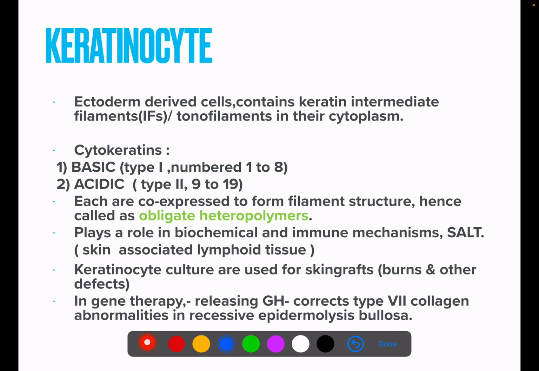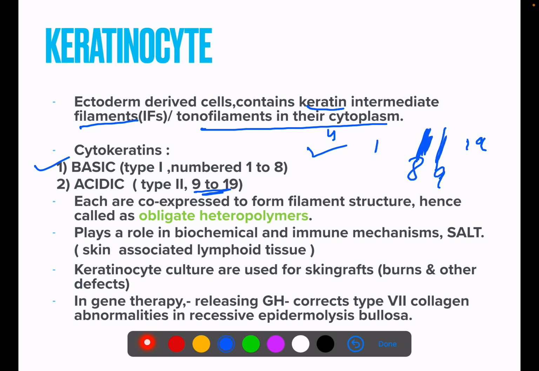What are keratinocytes? They are ectodermal derivatives containing keratin in intermediate filaments, tonofilaments, in the cytoplasm. Keratin is basic, type 2, numbered from 1 to 8, and acidic, type 1, numbered from 9 to 19. So 1 to 19 keratins are there: till 8 we have basic, from 9 we have acidic till 19. Each is co-expressed to form filament structures, hence called obligate heteropolymers. They play a role in biochemical and immune mechanisms. We'll study about this in skin associated lymphoid tissue, SALT.